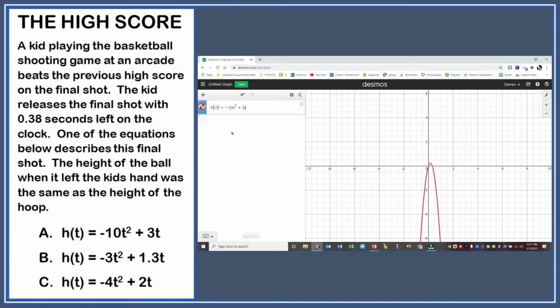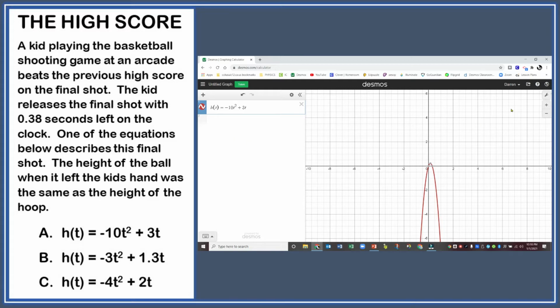What do the variables mean in this problem? Well, the h stands for the height, and the t stands for the time. So this equation will tell us the height if we plug in a certain amount of time. And so in this problem, for our x-axis, we are going to label that with time. And for our y-axis, we're going to label that height.